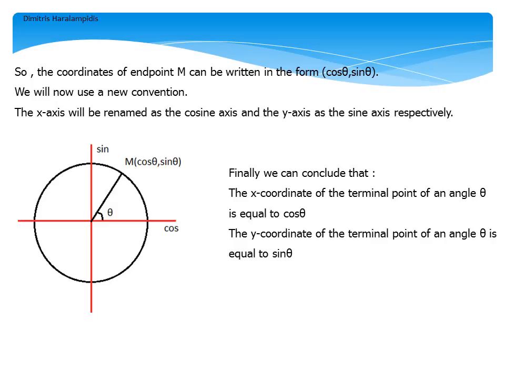We will now use a new convention. The x-axis will be renamed as the cosine axis and the y-axis as the sine axis respectively. So finally, we can conclude that the x-coordinate of the terminal point of an angle theta is equal to cosine theta, and the y-coordinate of the terminal point of an angle theta is equal to sine theta.